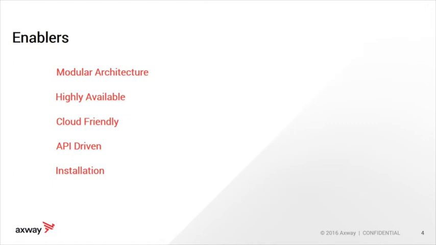So in this slide, we'll talk about different enablers which make the API management platform highly elastic and let us configure it to be auto-scalable. Number one is modular architecture. Modular architecture by itself means an architecture made up of loosely coupled systems.